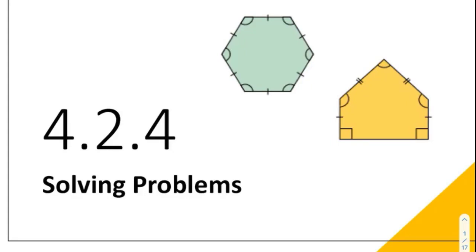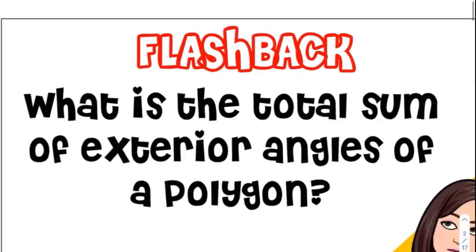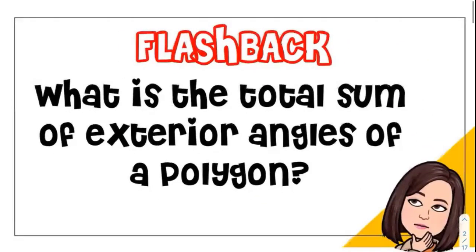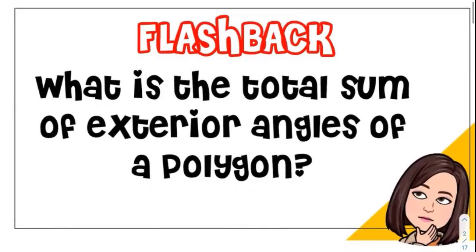Okay, today we are on the last part of Chapter 4, which is solving problems. So we flashback. Just now I already asked you to give the feedback on Mentimeter. What is the total sum of exterior angles of a polygon? Anybody remember? Total sum of exterior angles is 360 degrees. Yes, 360 degrees. Okay, good.